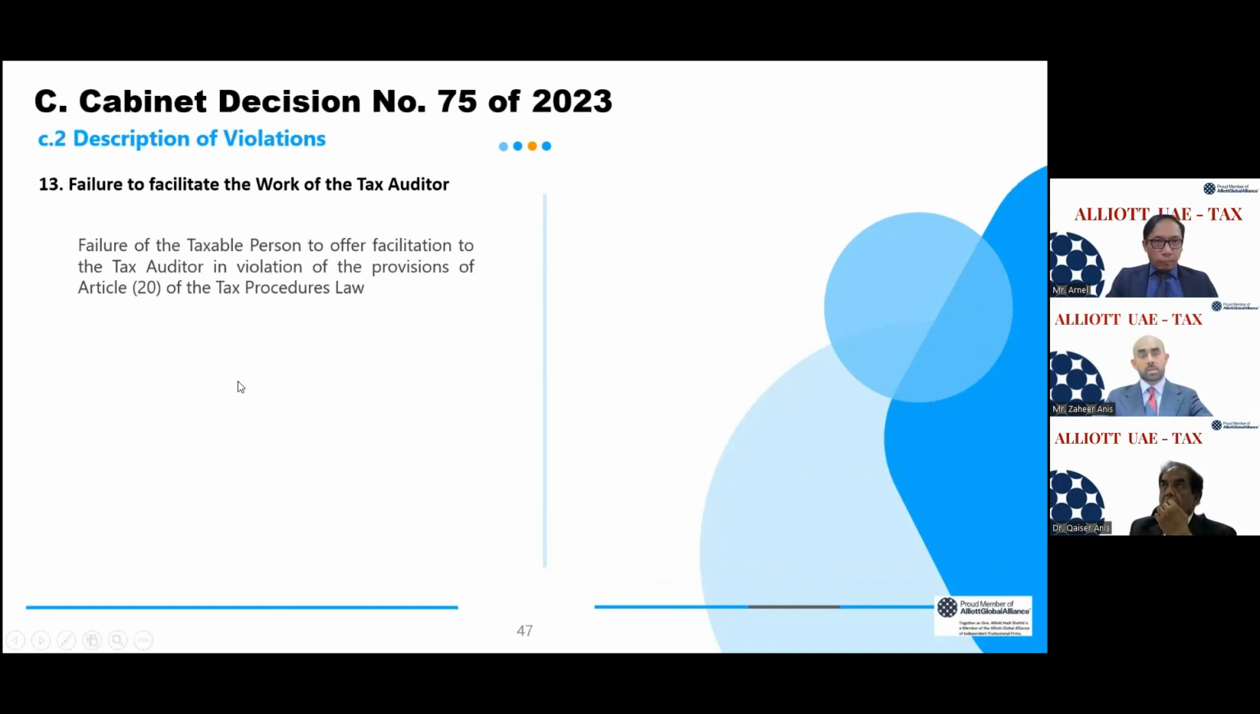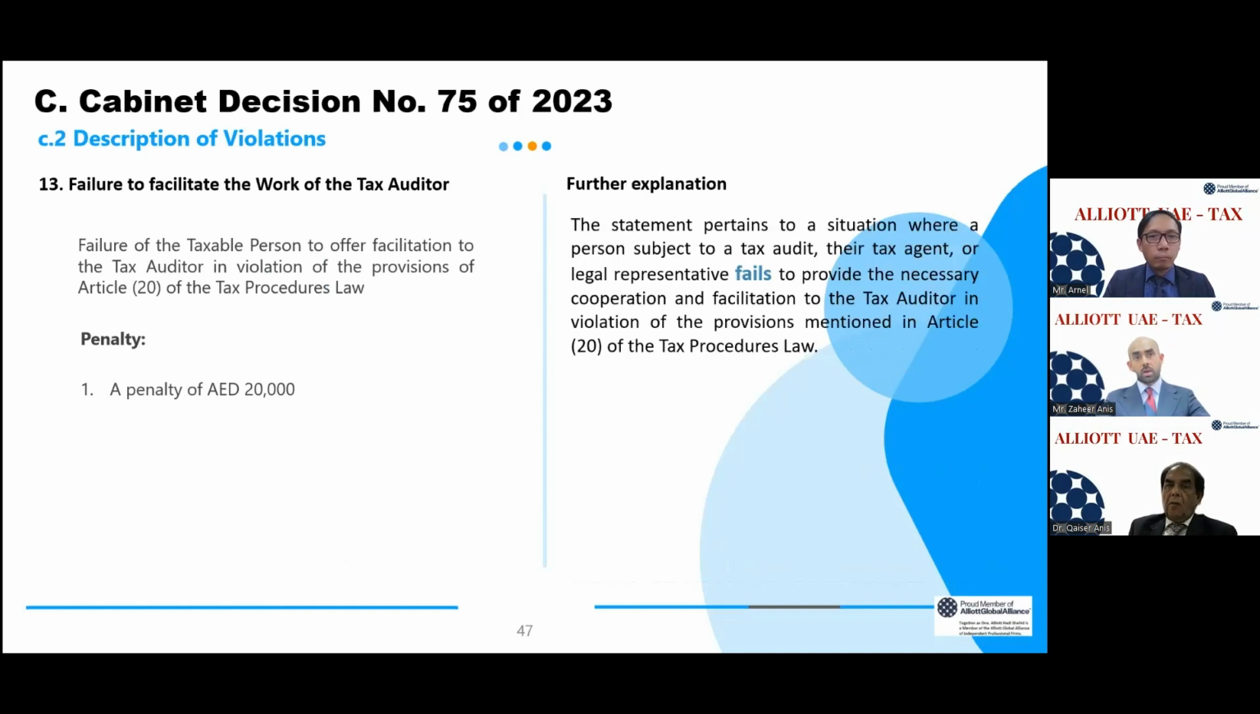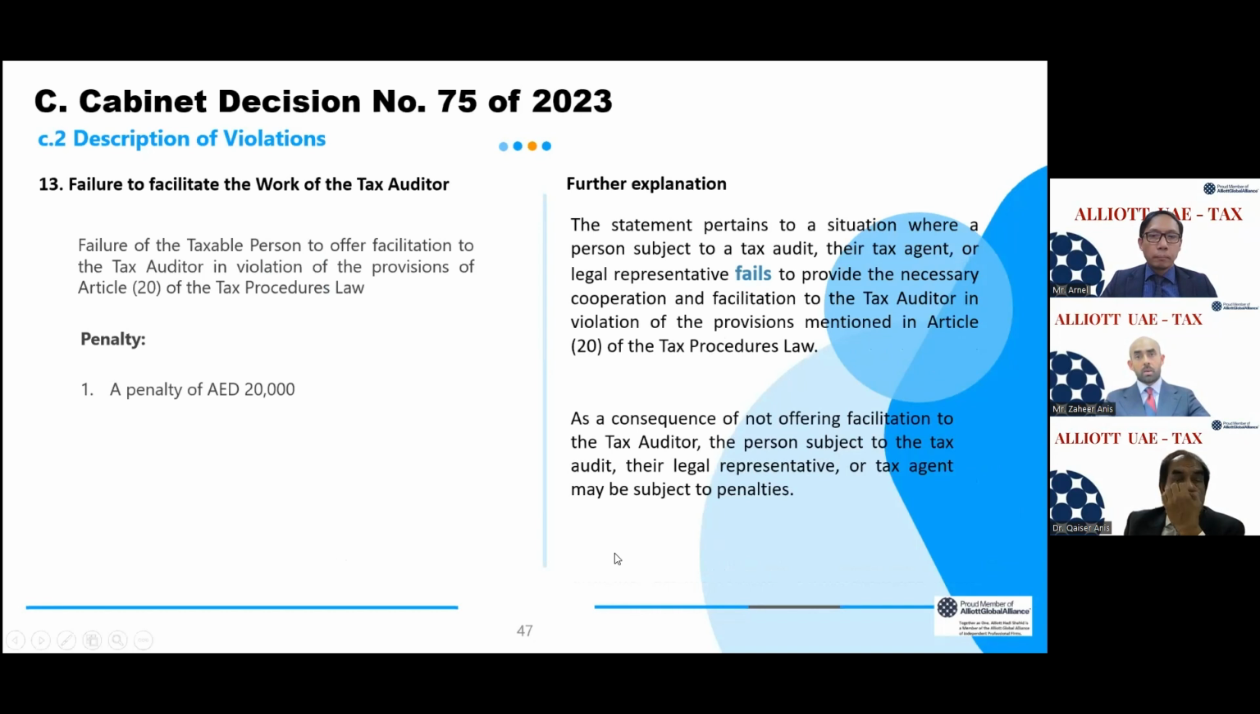In the case there is a tax auditor or you're going to a tax auditor, if you're not providing support to them, this is another violation. The penalty is 20,000 dirhams. If you're the tax agent or legal representative or the company itself and you're not providing necessary cooperation, you will get a 20,000 dirham penalty. That could be in the form of answering the request for documentation. Perhaps they want access to your premises. They may require you to explain certain things or go through your accounting records. You need to facilitate them, otherwise you will end up with a penalty of 20,000 dirhams.